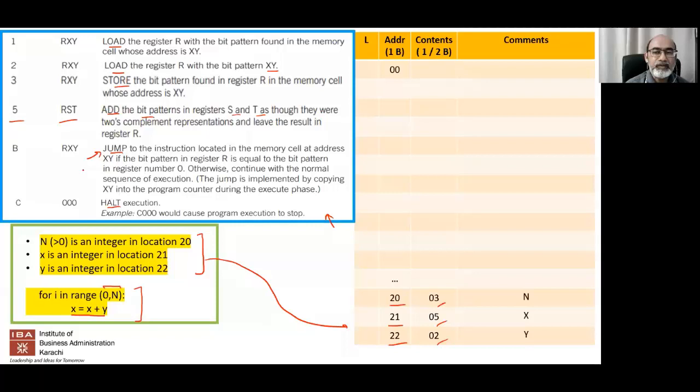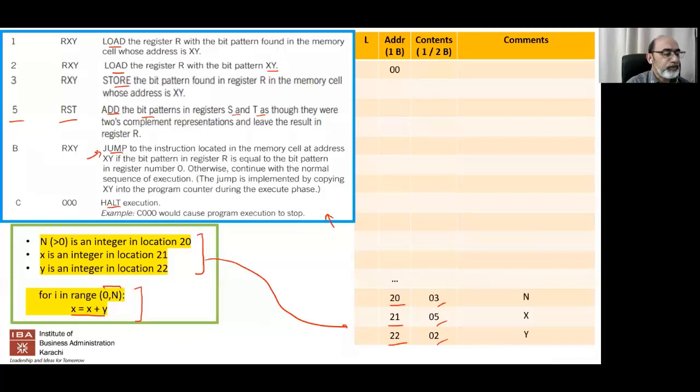Sheikh Ziyasai. Sir, yes, we have to use the jump instruction because there is a condition statement that we have to stay in the range of 0 to n minus 1. Right. Okay, very good. As Ziyas just mentioned, we will have to use a jump instruction.